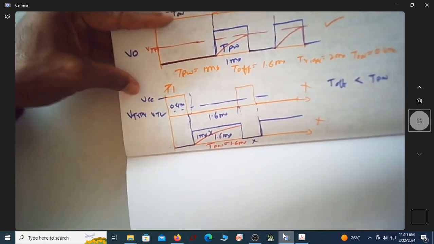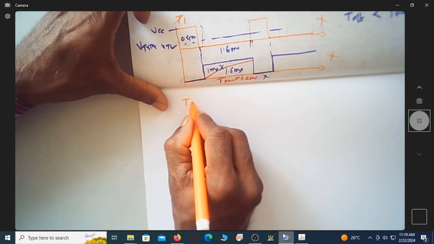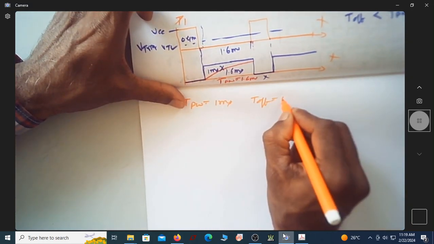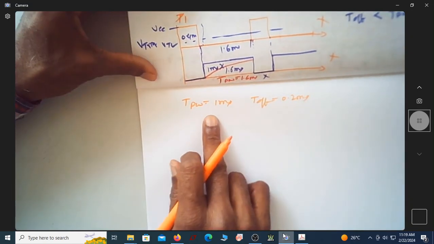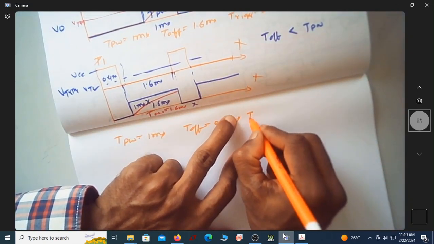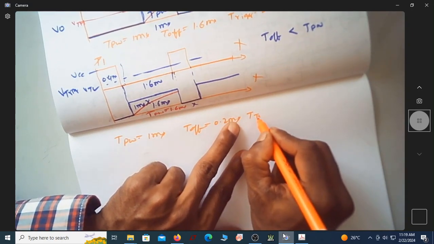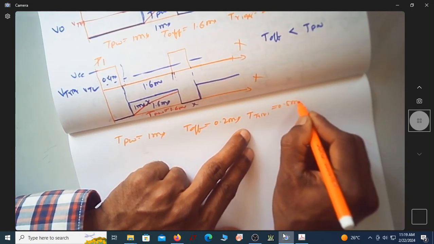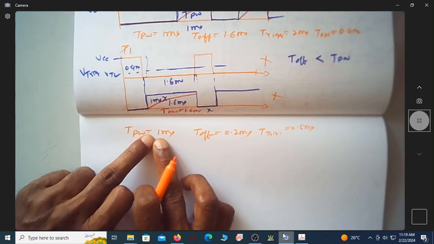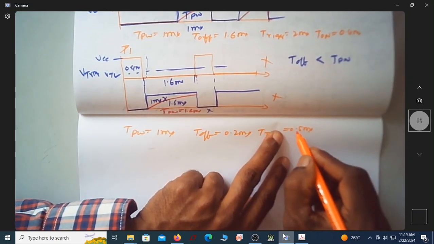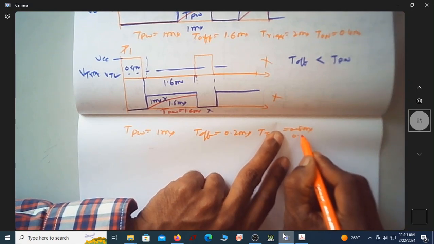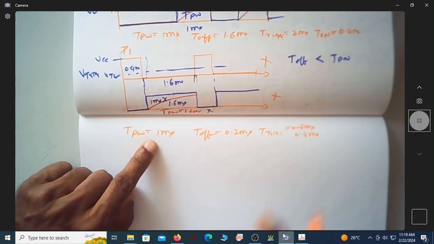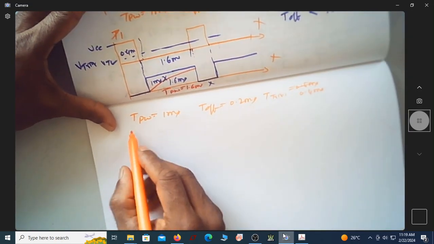Let us see the third case. In the third case, let us still consider TPW as 1 millisecond. Let us take T off as 0.2 millisecond, which is less than the expected pulse width. But let us take T trigger as 0.4 millisecond. 0.4 millisecond means within 1 millisecond I am getting 2 pulses. So let me write it.